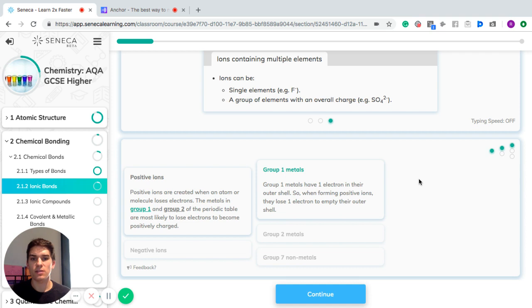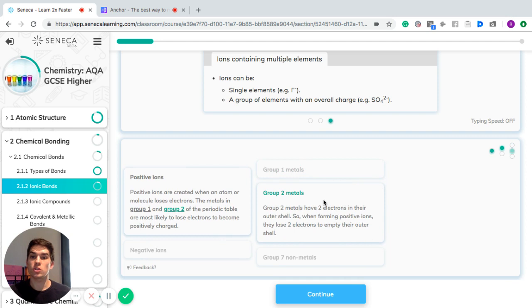Now, metals in group 1 have 1 electron in their outer shell. So when they form positive ions, they lose 1 electron to empty their outer shell. Group 2 metals have 2 electrons in their outer shell. So when they form positive ions, they lose 2 electrons to empty their outer shell.